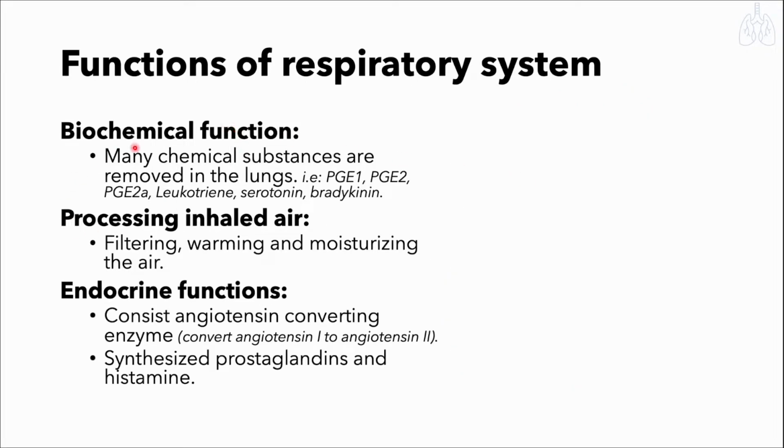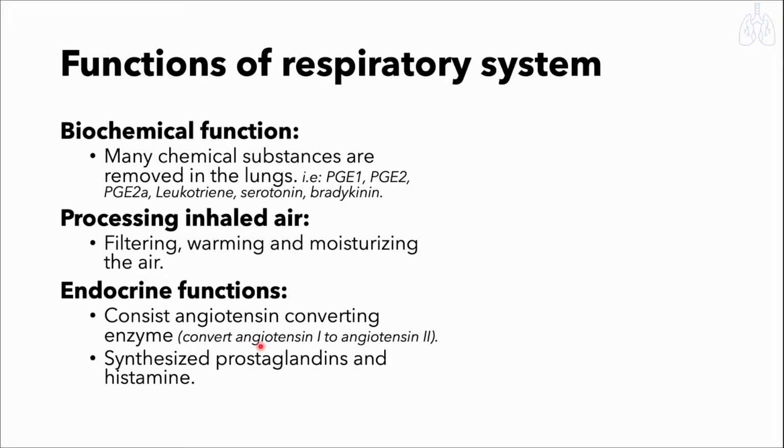Okay, the next is the biochemical functions, by which many chemical substances are removed by the lungs. For example, prostaglandin, leukotriene, serotonin, bradykinin, and all of these are going to be filtered or gotten rid of by the lungs, right? And then the lungs also process the inhaled air. As well, they also play roles in the endocrine functions.